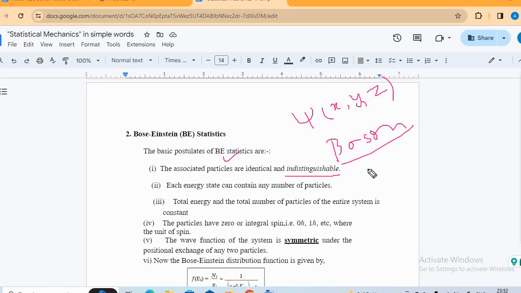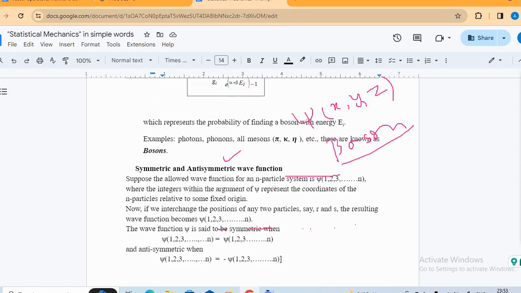Now, obviously, as they are quantum particles, their properties will be denoted as a quantum phenomenon. When you have a quantum wave function, obviously there will be a spin related to this. But in this case, the spins are not half integral. Rather, it is zero or integral spin. Integral spin means either 0 h cross, 1 h cross, 2 h cross, 3 h cross, one can think about it in this form. It's unique spin. And here, the wave functions are symmetric in nature. So symmetric wave functions depend on the positions.